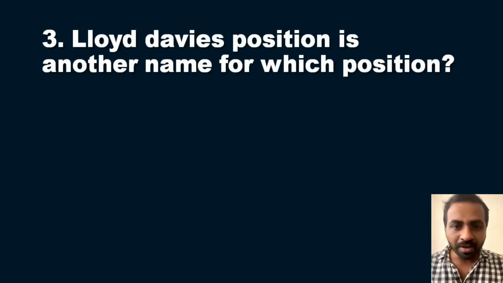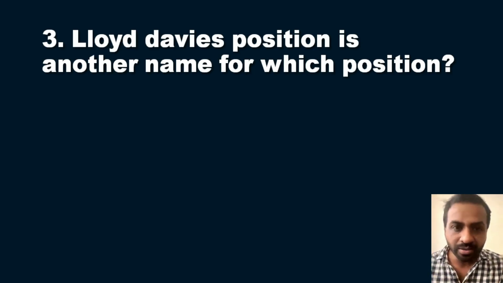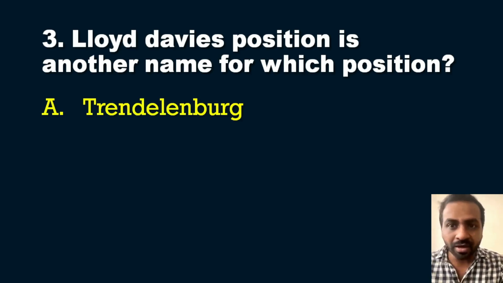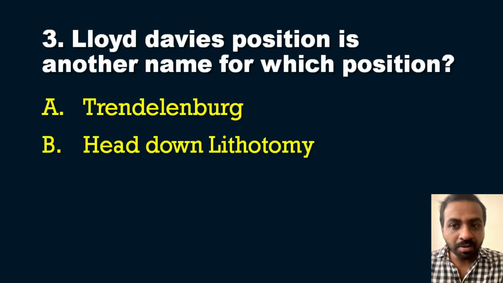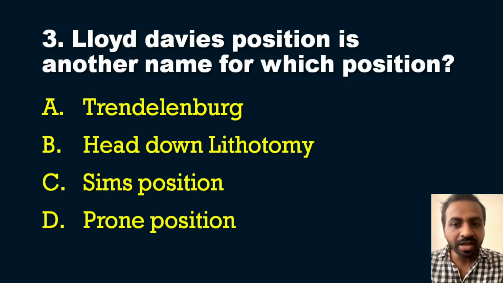So now the third question is regarding a position. The question is, Lloyd-Davis position is another name for which position? Okay, so which position is known as the Lloyd-Davis position? That is the question for you, and the options are option A, Trendelenburg position, option B, head down lithotomy position, option C, SCTIMST position, and option D, prone position. So what is the answer? Which position is the Lloyd-Davis position otherwise known as?